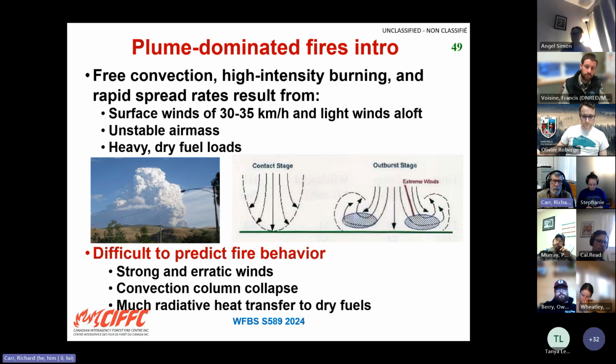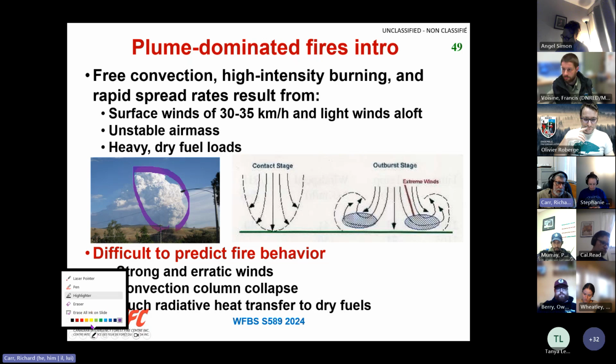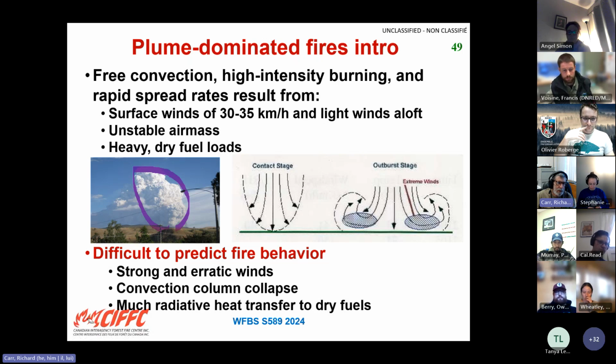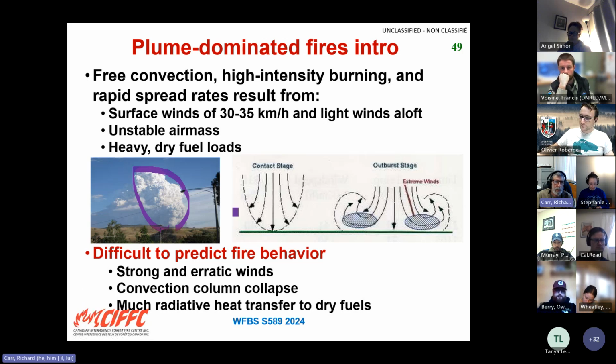Now, if we get into a plume-dominated fire, then we've got these huge towering columns that look like cumulonimbus clouds, and of course they can form CBs up there, so a lot of similarities. Sorry, the mouse has just gone a little crazy. Just trying to erase the ink again. All right.